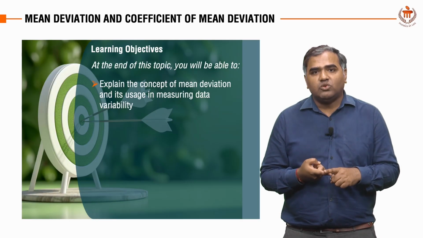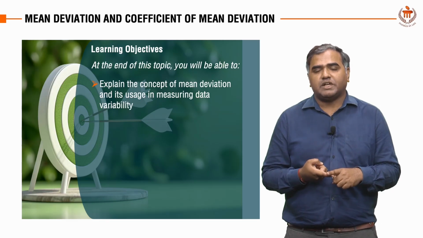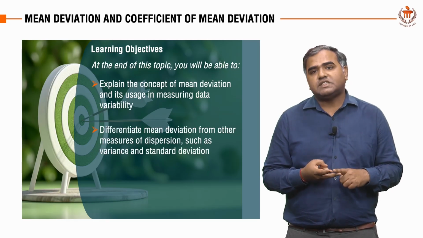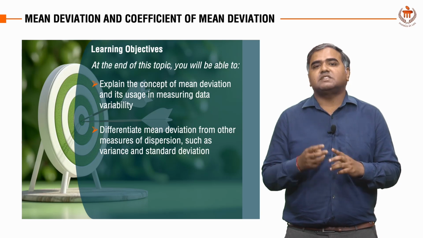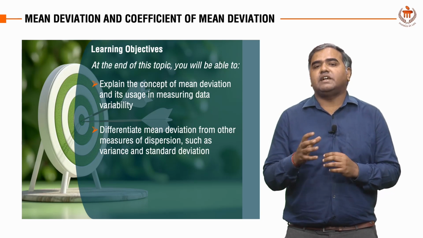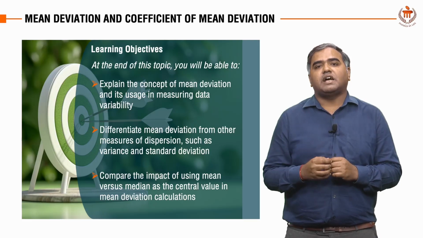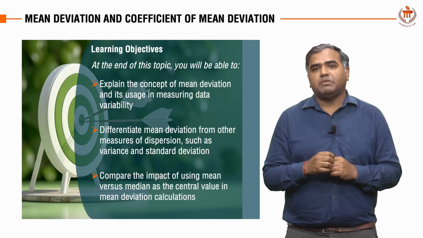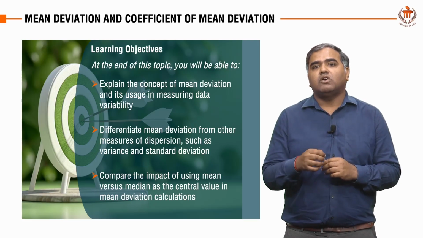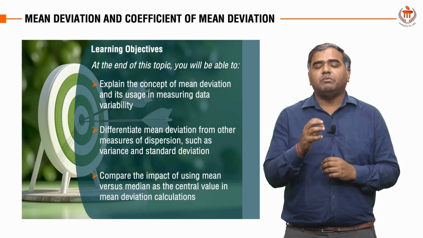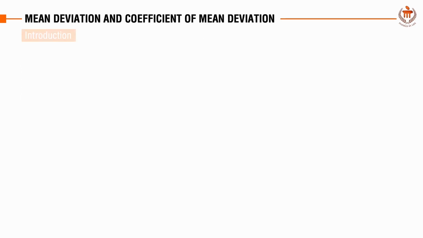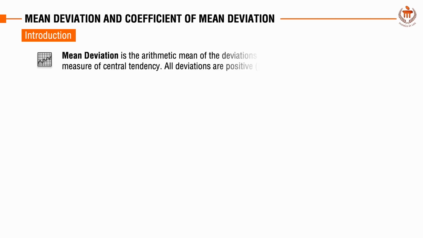At the end of this topic, you will be able to explain the concept of mean deviation and its usage in measuring data variability, differentiate mean deviation from other measures of dispersion such as variance and standard deviation, and compare the impact of calculating mean deviation by using the mean versus the median, as they are the central values in your mean deviation calculation. Okay, now discussing mean deviation.